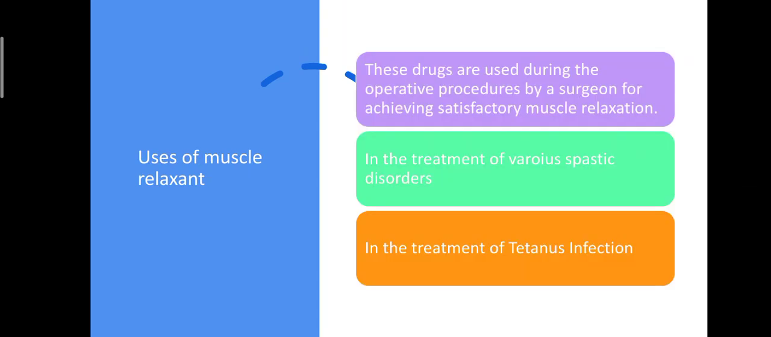Next point: uses of muscle relaxant. What is the uses of muscle relaxant? Which are as follows. These drugs are used during the operative procedures by a surgeon for achieving satisfactory muscle relaxation, in the treatment of various spastic disorders, in the treatment of tetanus infection. These are the some uses of muscle relaxant.